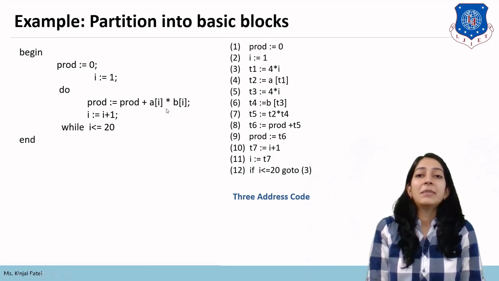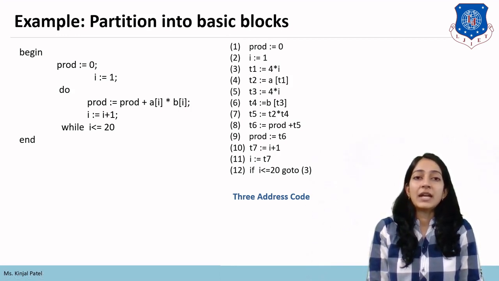This statement contains more than three address code, so now we need to convert this statement into three address code using temporary values. First, production equals production plus A of I star B of I. Here we want to multiply A of I by B of I, so first we need to store A of I in a temporary value. If we consider I as an integer value, it can occupy 4 bytes in memory. So first we will occupy 4 bytes of memory for this I variable. T1 equals 4 star I.